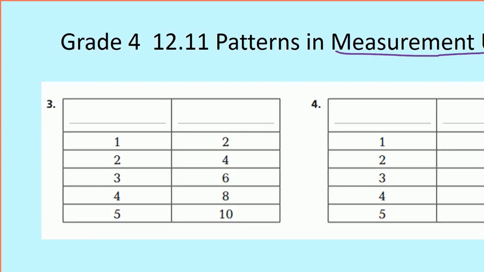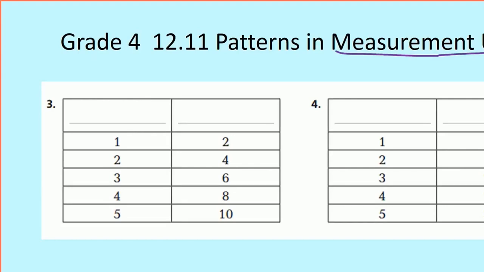So let's look at number 3. The directions say each table shows a pattern for 2 customary units of time or volume. Label the columns of the table. Okay, so it's customary units, which we know is what we use here in America, pounds, feet, all that good stuff. But it's for time or volume. Okay, so time is time. That's not really customary, but time is days, weeks, seconds, all that good stuff. And then volume: cups, gallons, quarts, all that stuff.